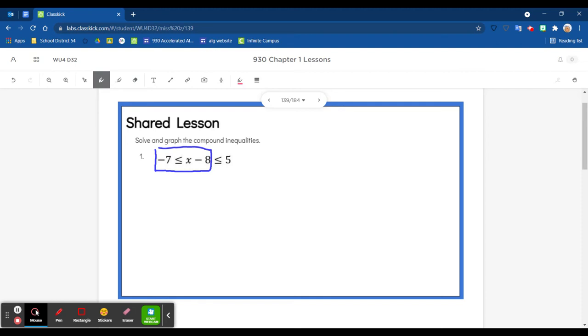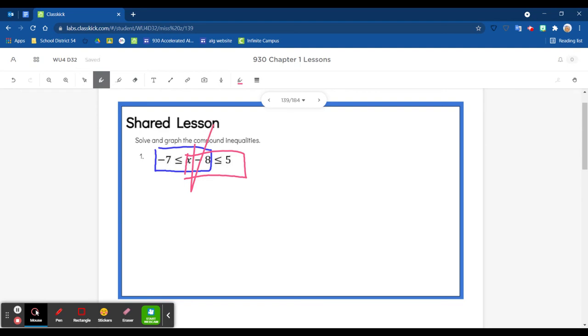You could also go to where your middle is, x minus 8, and then go to the end, and you would separate the second inequality. So you'd have x minus 8 is less than or equal to -5. So you could take away 2 inequalities and you could bring them back together.